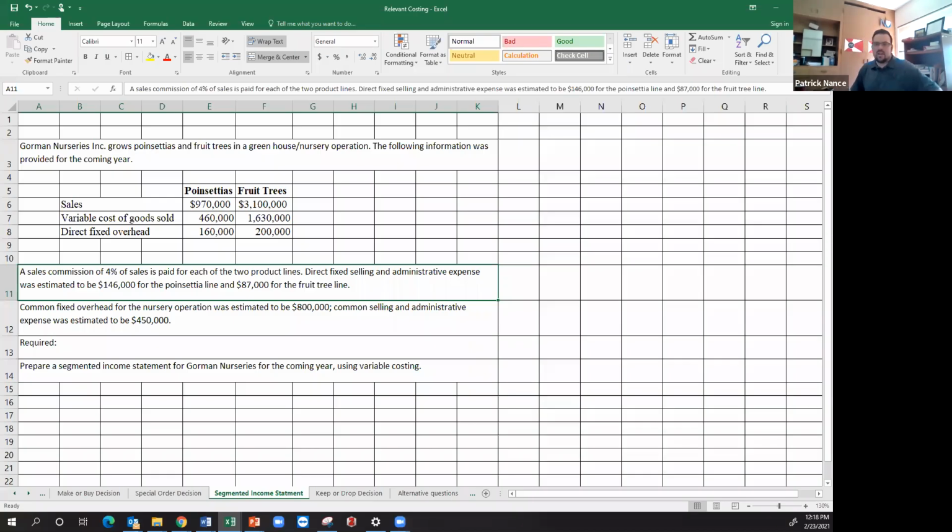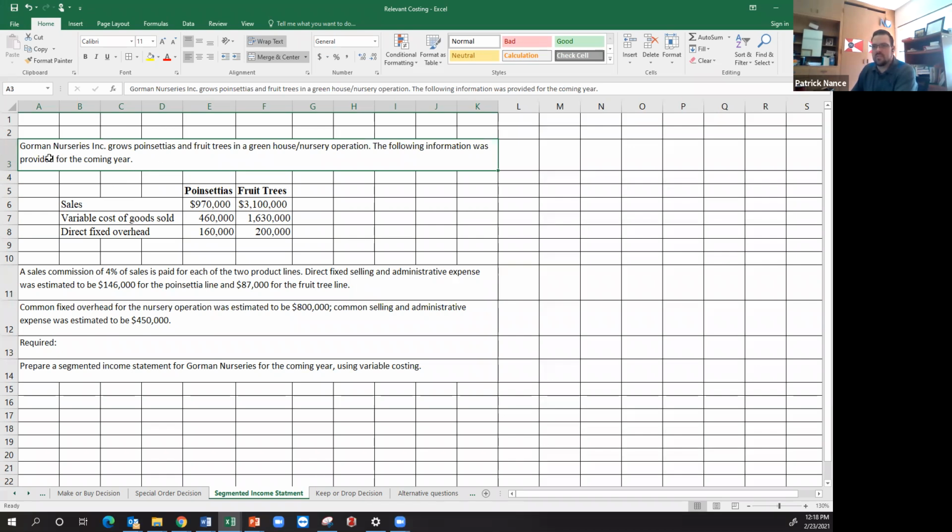Okay, now we're going to look at a segmented income statement. We're going to talk about having more than one product line and how to create a segmented income statement. Eventually we get to the point where we ask: do we want to continue to sell these multiple products, or do we want to narrow it down and sell fewer products? So we've got this example here for Gorman Industries.